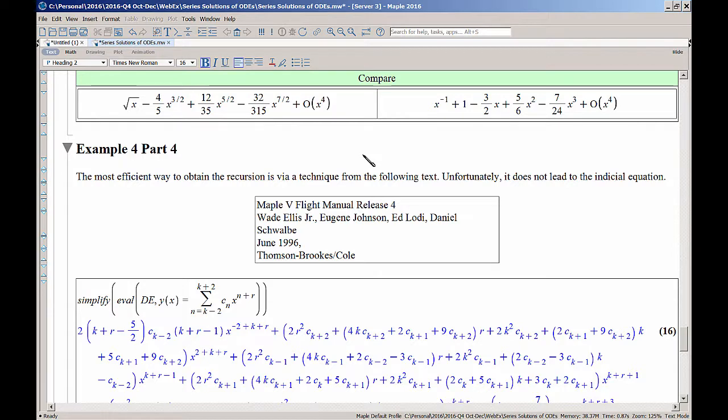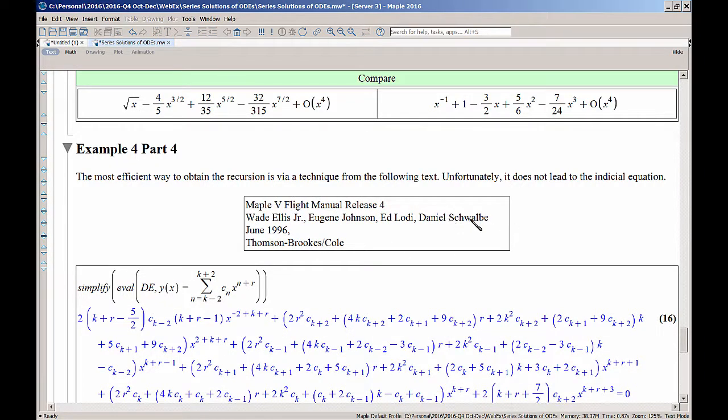And there is an approach that I first spotted way back in 1996, it's 20 years ago. It's in a publication that was called the Flight Manual, and it goes all the way back to Maple V Release 4. That was how they named Maple back in 1996. Here are the authors. Make this a little bigger because the last author is Dan Schwalbe. Dan was the differential equations guy here, and I have a suspicion that he's the guy that dreamed up this device.